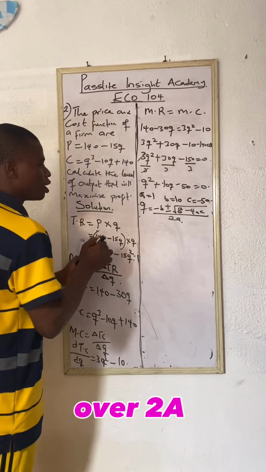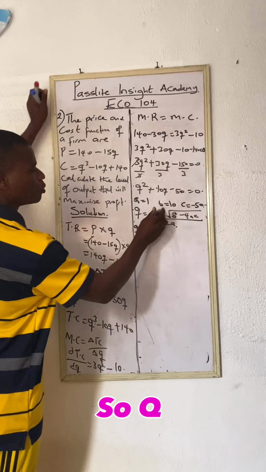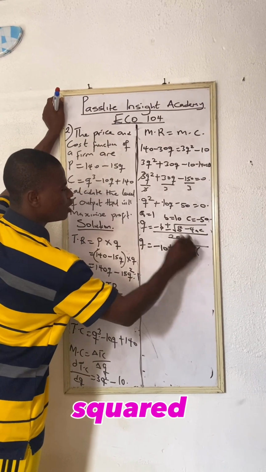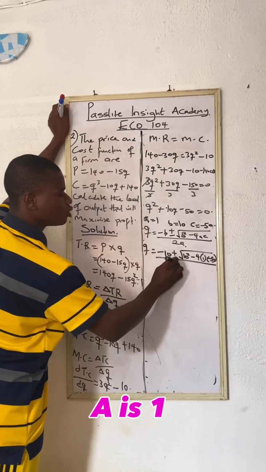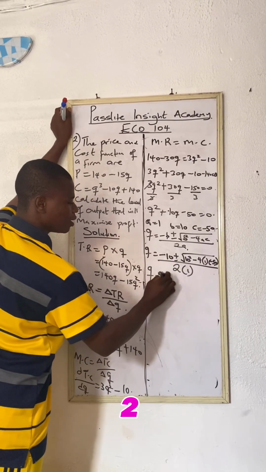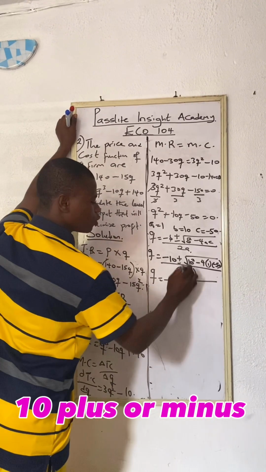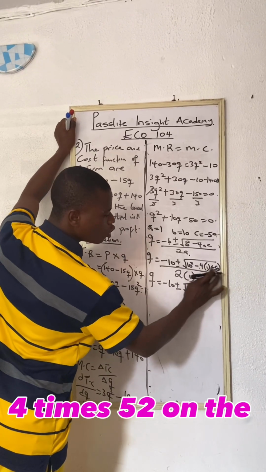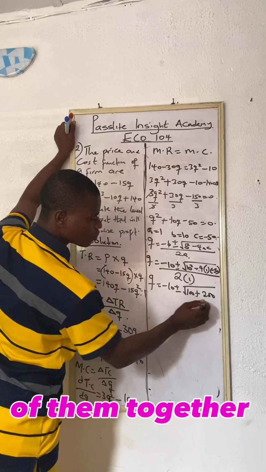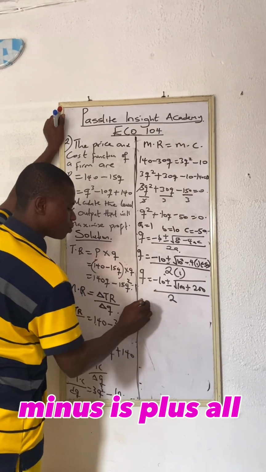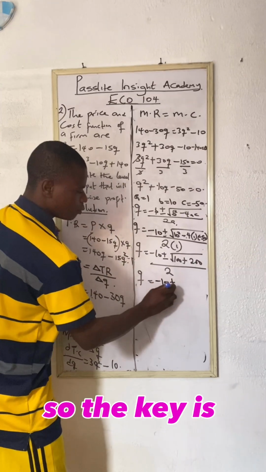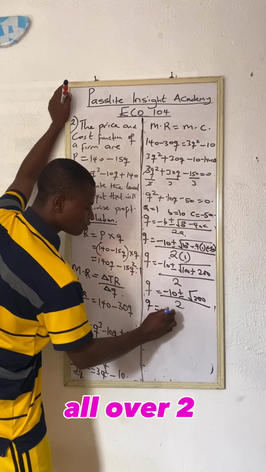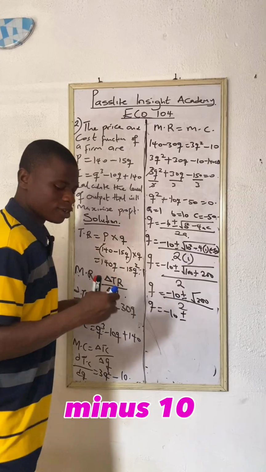So let's use the formula together. Q is equal to minus 10 plus or minus the square root of 10 squared, which is 100, minus 4 times 1 times minus 50. Minus times minus is plus, so plus 200, all over 2 times 1. So Q is equal to minus 10 plus or minus the square root of 300, all over 2.